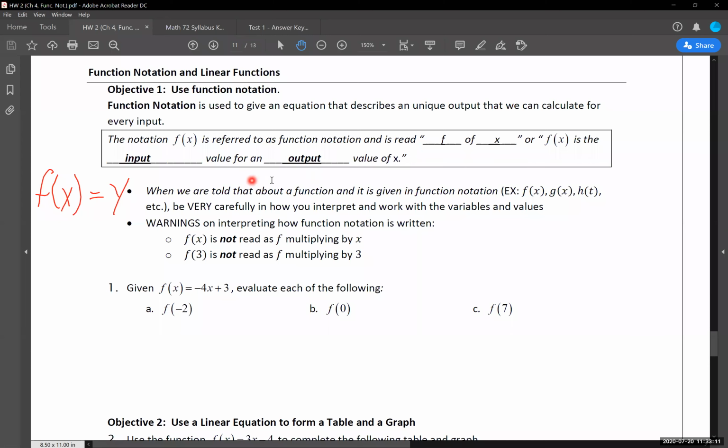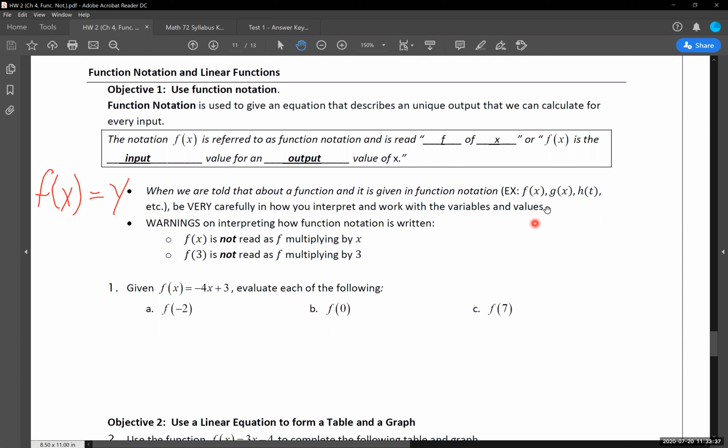Because when we are told about a function, it is given in function notation. It could be written as f of x, it could be written as g of x, it could be written as h of t, etc. Be very, very careful in how you interpret and work with the variables and the values. It is absolutely crucial that you correctly identify the input value and the output value.